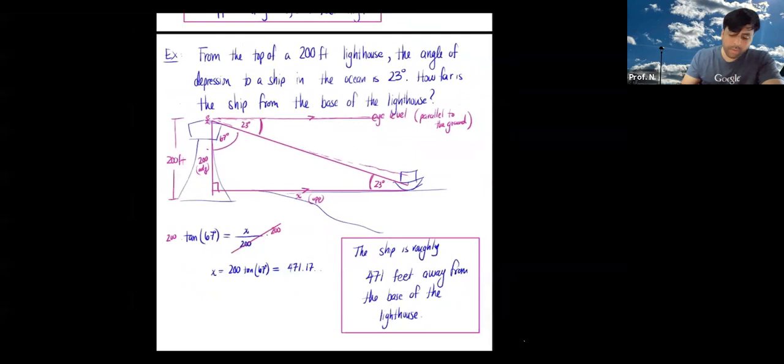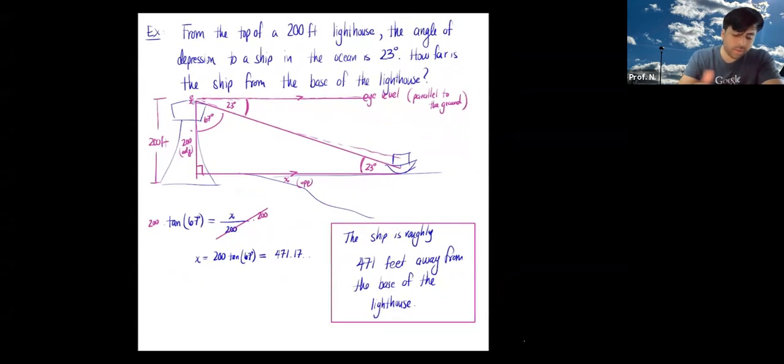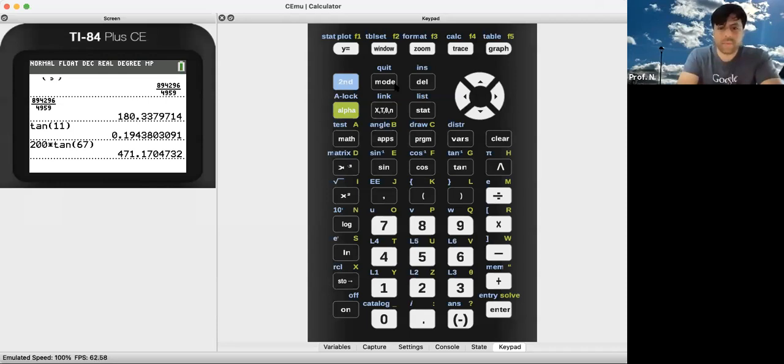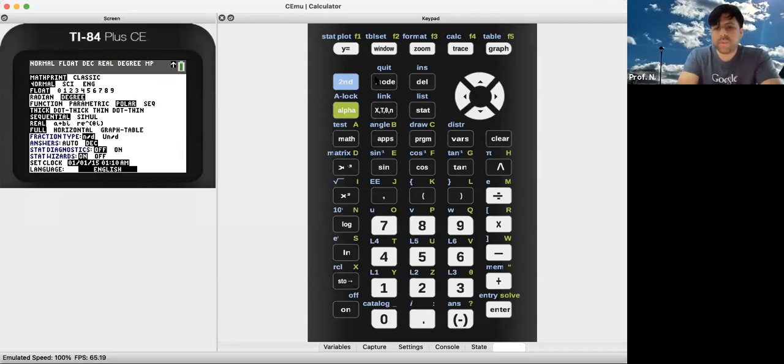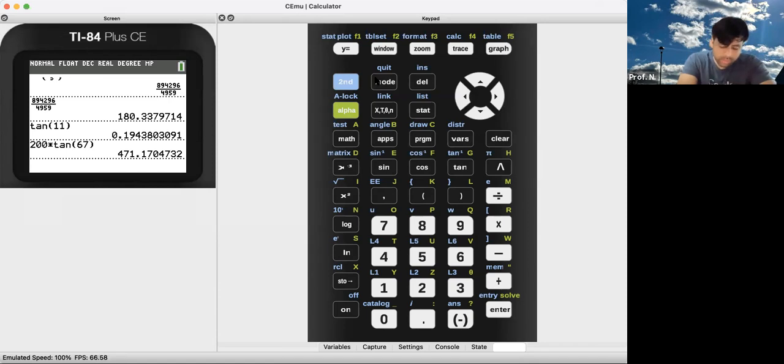All right, so I hope you start to see how essential or useful trig can be in solving these kinds of problems. For some reason, I did what you did, but my answer was not the same. So let's see. Are you in degree mode or in radian mode? That's important. Let me see if I'm in the correct mode as well. I am in degree mode. So when I did 200 times tangent of 67, I got 471. Be careful with how you plug it into your calculator.